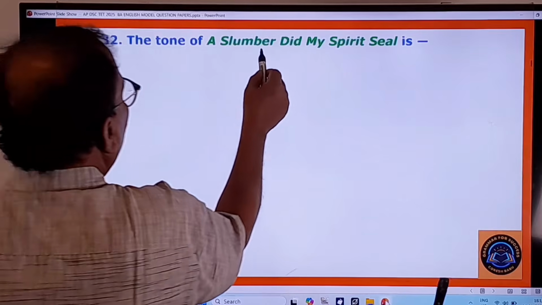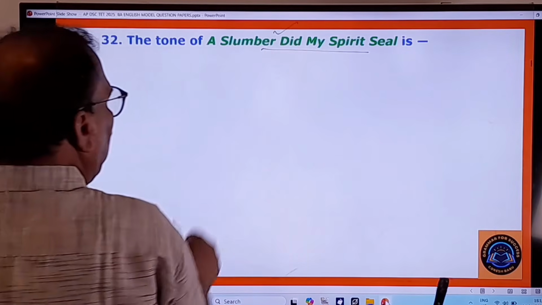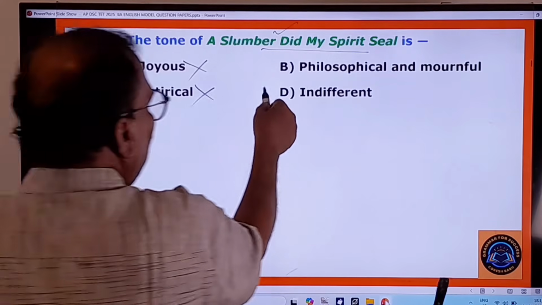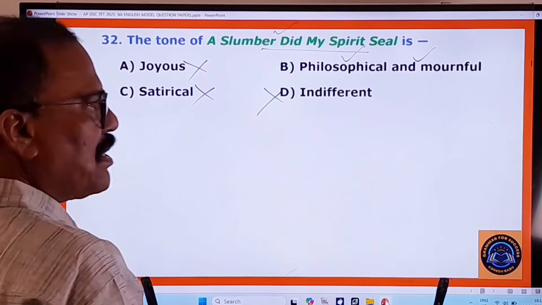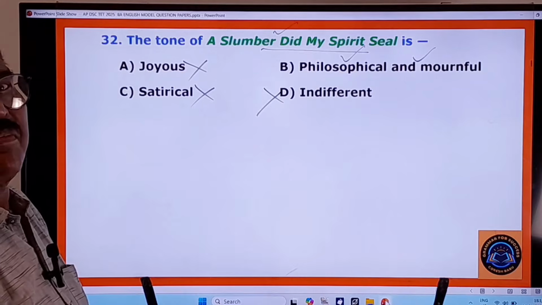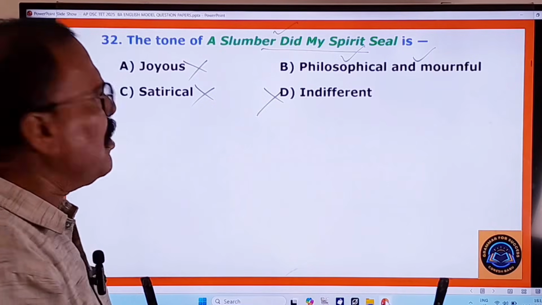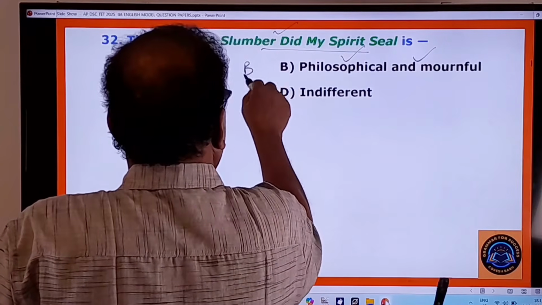32nd question. The tone of A Slumber Did My Spirit Seal is? Joyous? No. Satirical? No. Indifferent? No. But philosophical and mournful, because the poet is mourning the death of his beloved. He's mourning, he's lamenting. So that's why the tone of this poem is philosophical and mournful. B is your answer again.